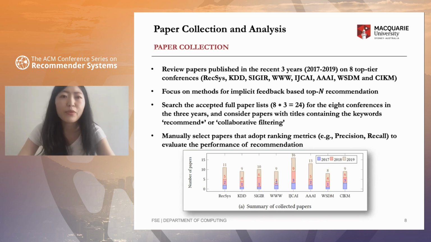As we mentioned, we review papers published in the recent 3 years on 8 top-tier conferences. We focus on methods for the implicit feedback-based top-N recommendation. To this end, we searched the accepted full paper list for the 8 conferences in the 3 years, and we consider papers with titles containing the keywords recommend or collaborative filtering. Finally, we manually select the papers that adopt ranking metrics such as precision, recall, NDCG to evaluate the performance of the recommendation. So this figure here shows the distribution of the paper collection.